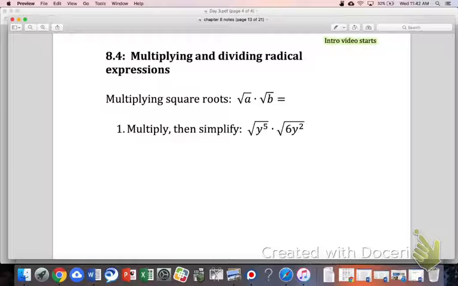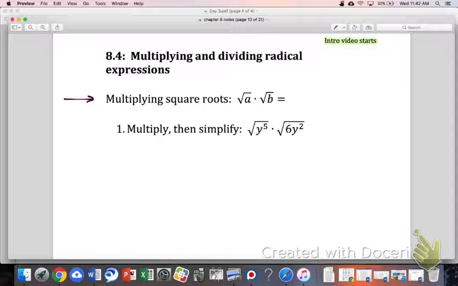This is the intro video for Algebra 1, Section 8.4. If you remember in Section 8.3, we added and subtracted radical expressions. So hopefully it seems natural that we would also look at how to multiply and divide radical expressions. We're going to start off by looking at how you multiply square roots together.